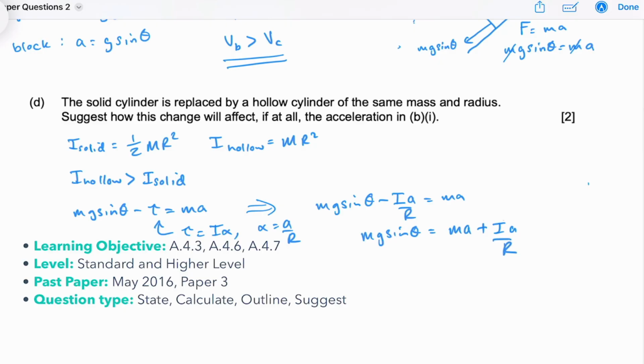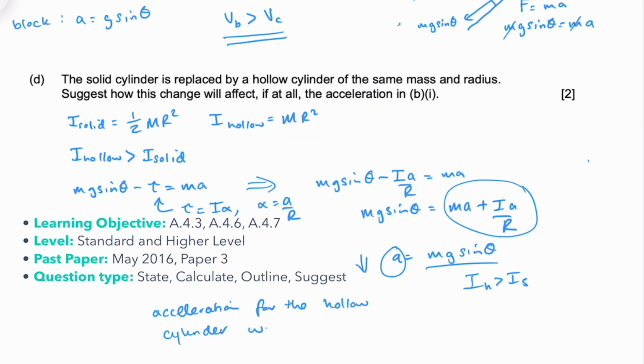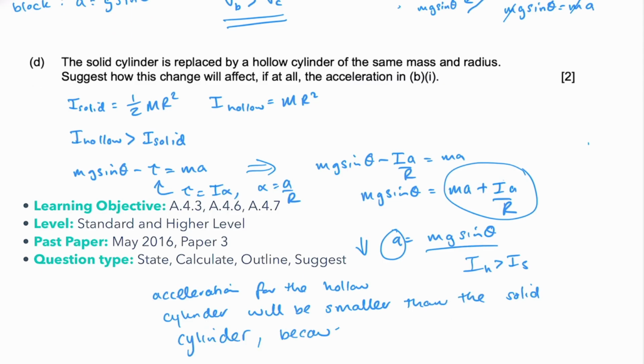And I don't think we have to go any further, because what's ultimately going to happen is that a equals mg sine theta divided by a factor on this side. Okay, and that factor includes I, right? And if the I for the hollow is greater than the I for the solid, then this number here is going to be smaller. So the answer is the acceleration for the hollow cylinder will be smaller than the solid cylinder, because the moment of inertia of the hollow is greater than the moment of inertia of the solid.